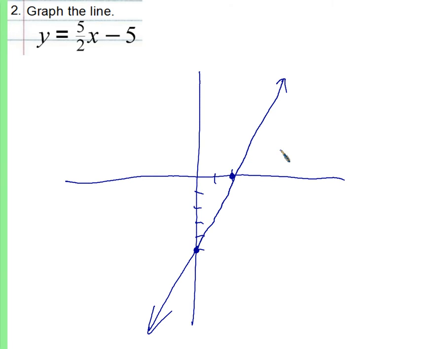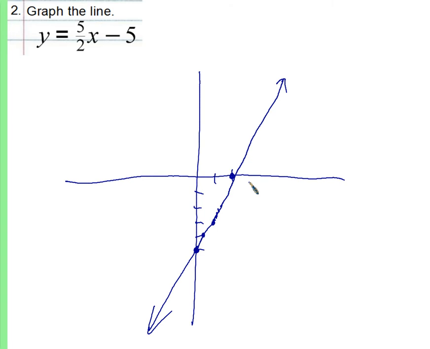Why is there a point at 2, 0? Isn't there a point here as well? Yeah. Isn't there a point here? And here? Here? Why didn't I find any of those points? Because they're not as easy. Why is this point so easy to find? The line goes directly through that point.